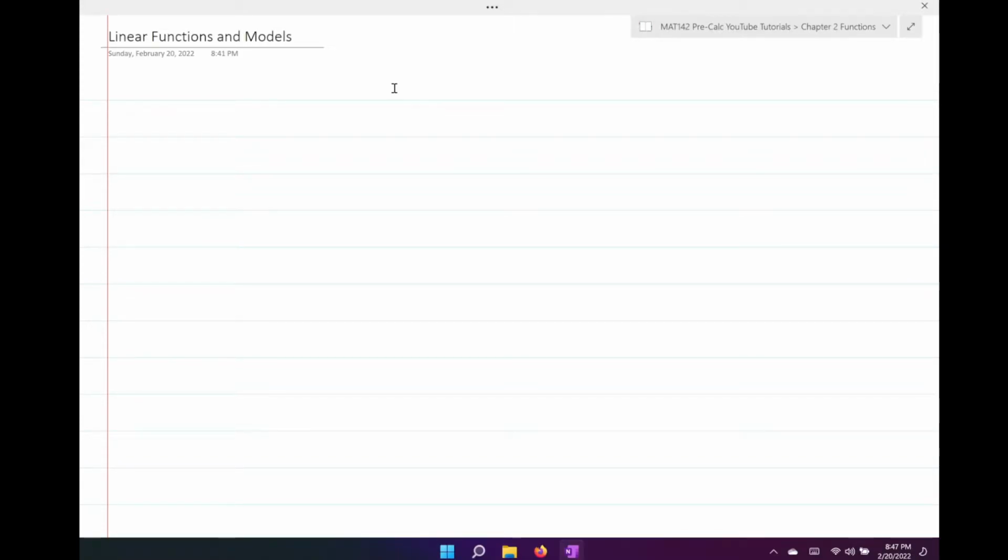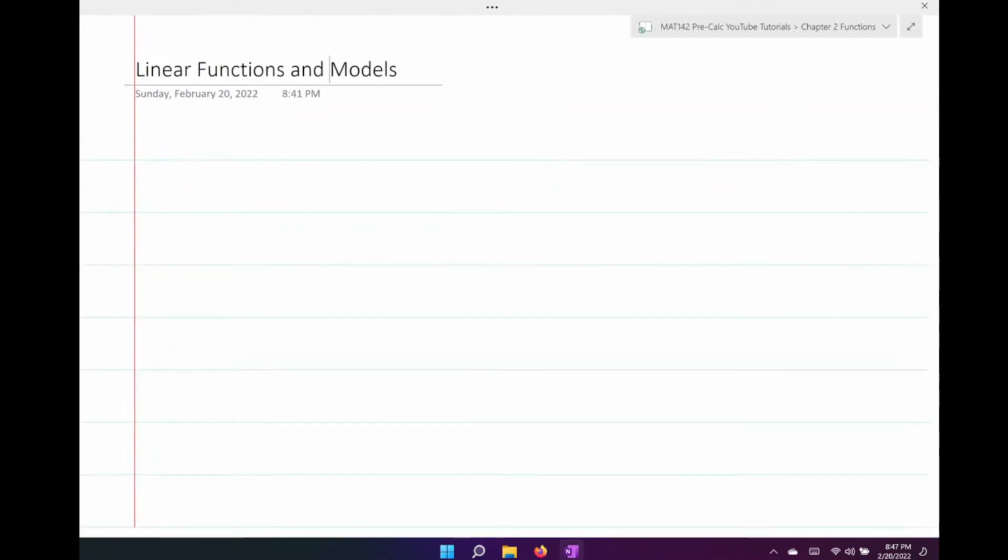So in this section, we're going to be talking about linear functions and their models. And this is going to be a very easy section. It's not really much to do. It's just a matter of reviewing, and then we're going to do one or two examples of a linear function and a model that's actually predicting some sort of situation.